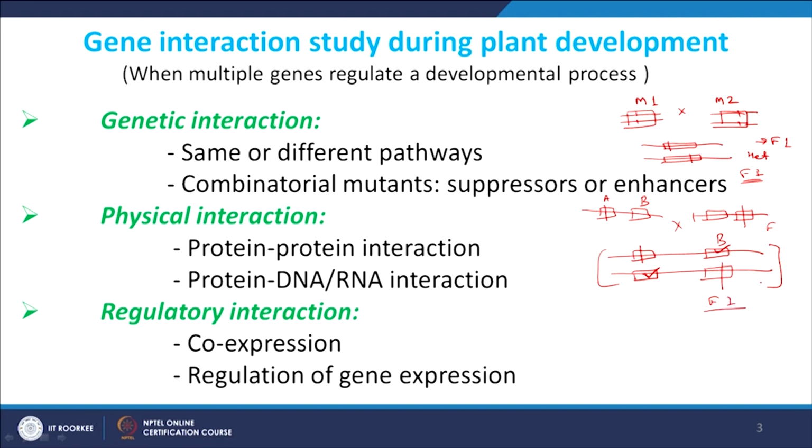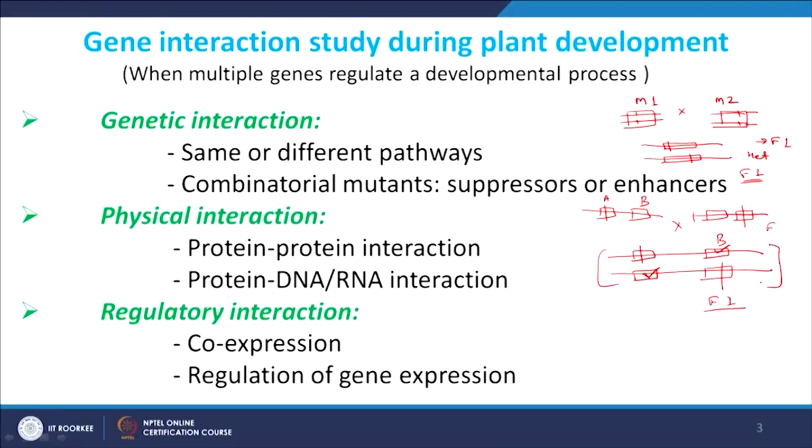So, if you perform this kind of genetic analysis, then you can tell whether both the mutants are in the same gene or in different genes. Then another kind of analysis. Basically, what we are trying to discuss today is the different types of interactions. The first interaction we can call the genetic interaction.